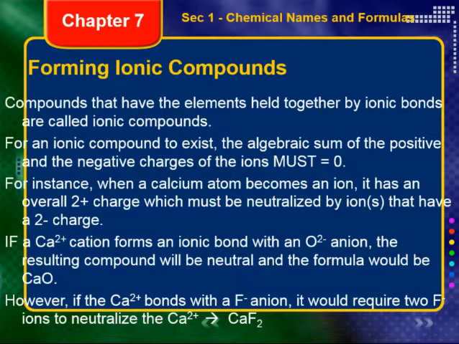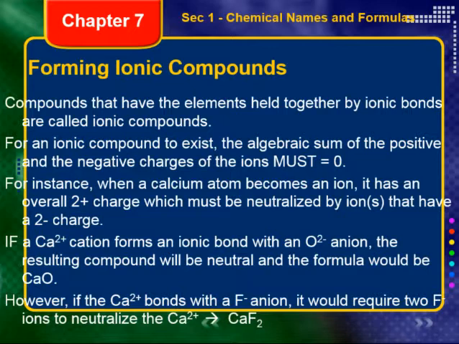For an ionic compound to exist, let's also remember this: the algebraic sum of the positive and negative charges of those ions must equal 0. Remember, it has to be a neutral molecule overall. Okay, the magnitude of the charges have to be the same.